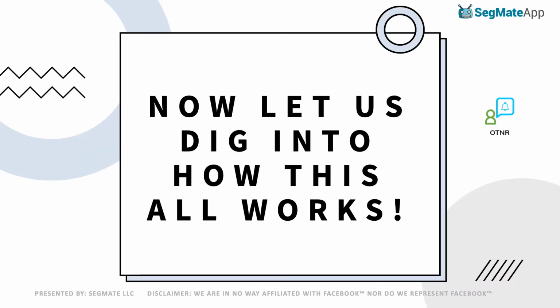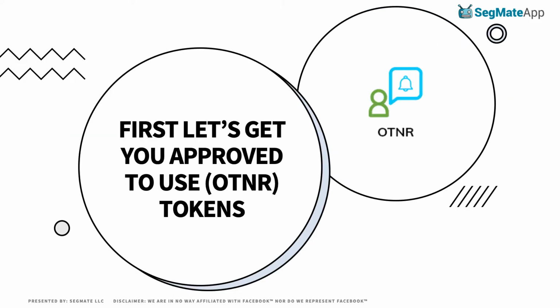Now let's dig into exactly how this works and how you can use it inside of Segmate so that you can be successful while using this. So let's first get you approved to use the OTNR tokens, the one-time notification request tokens.